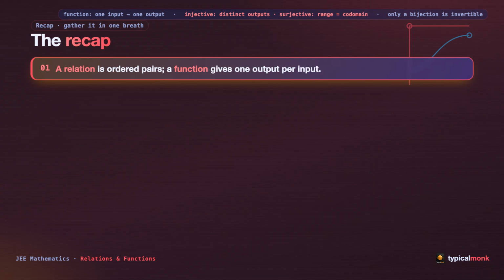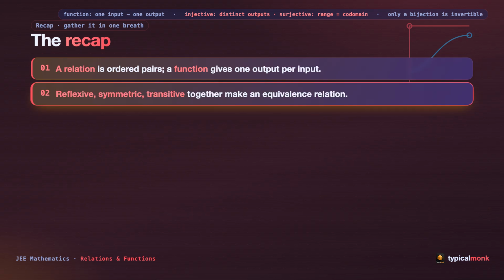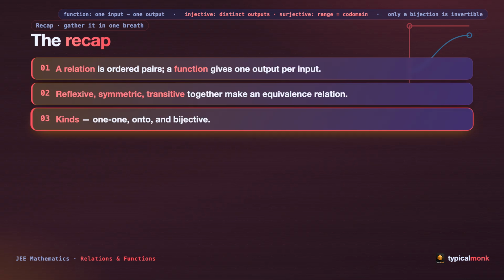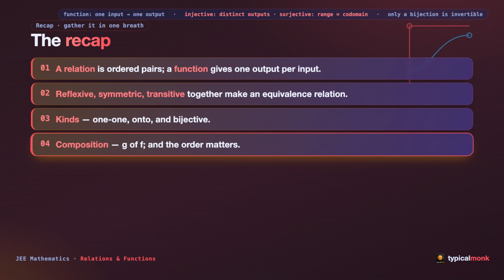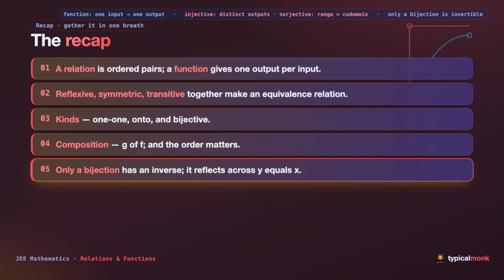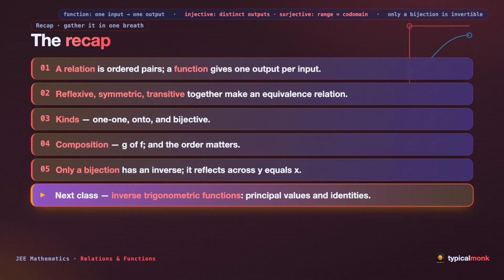Let us gather it all in one breath. A relation is ordered pairs. A function gives one output per input. Reflexive, symmetric, and transitive together make an equivalence relation. The kinds: 1-1, onto, and bijective. Composition g of f, and the order matters. Only a bijection has an inverse, and it reflects across the line y equals x. Next class: inverse trigonometric functions, principal values, and identities.